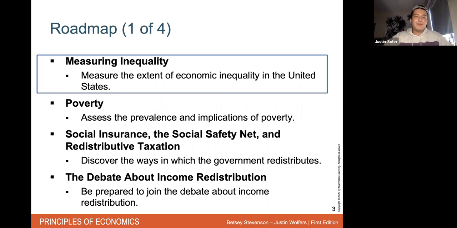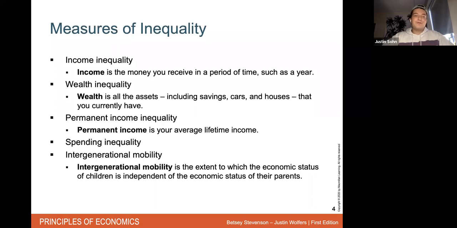So right now we're going to be talking about measuring inequality. We're trying to measure the extent of economic inequalities in the United States, between individuals, between different groups, and so on. Moving forward, there are a bunch of different types of inequalities that we're going to be addressing. The first is income inequality.